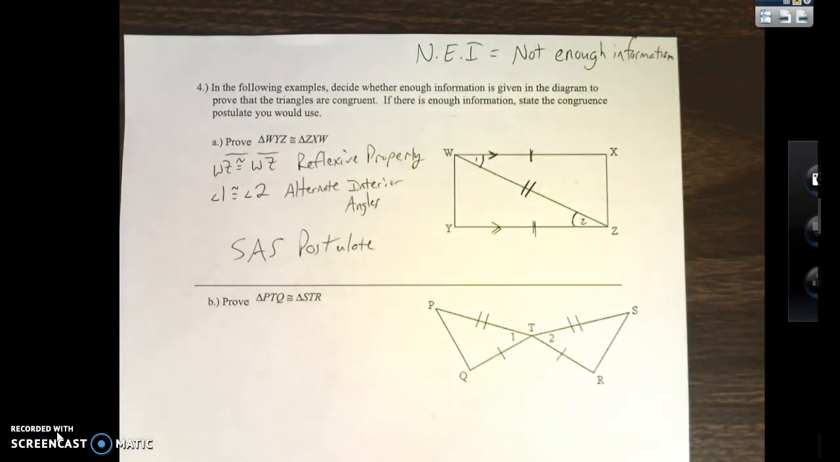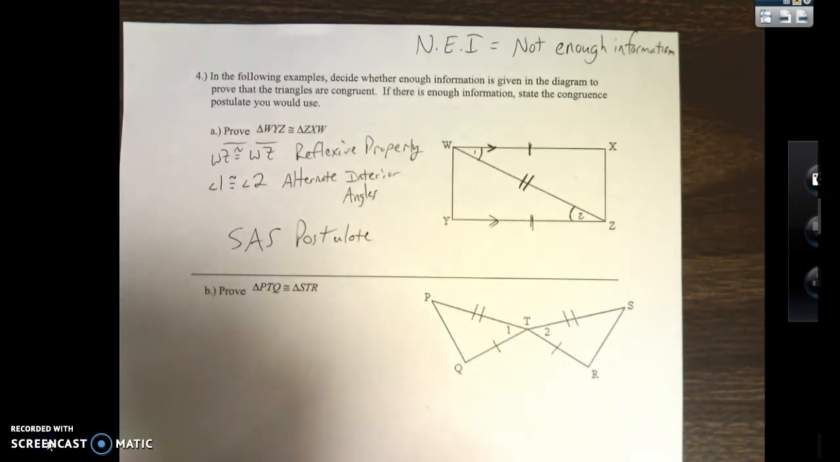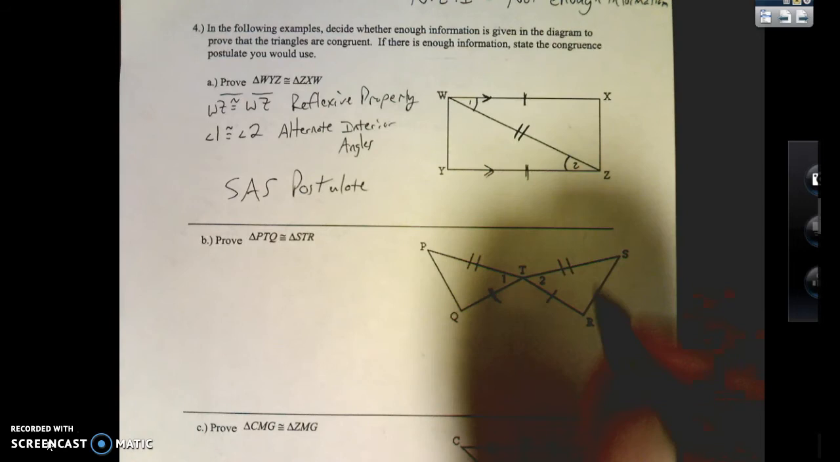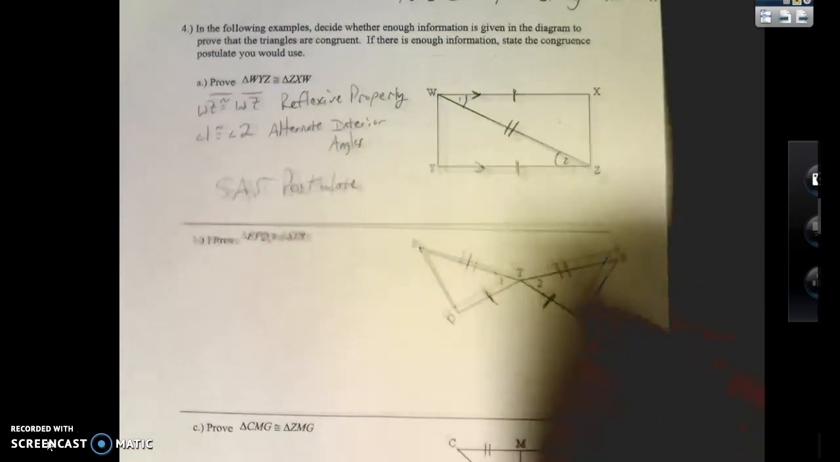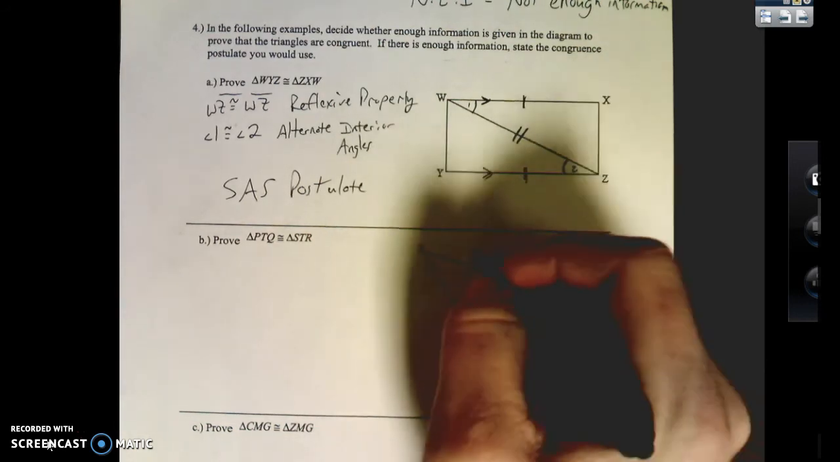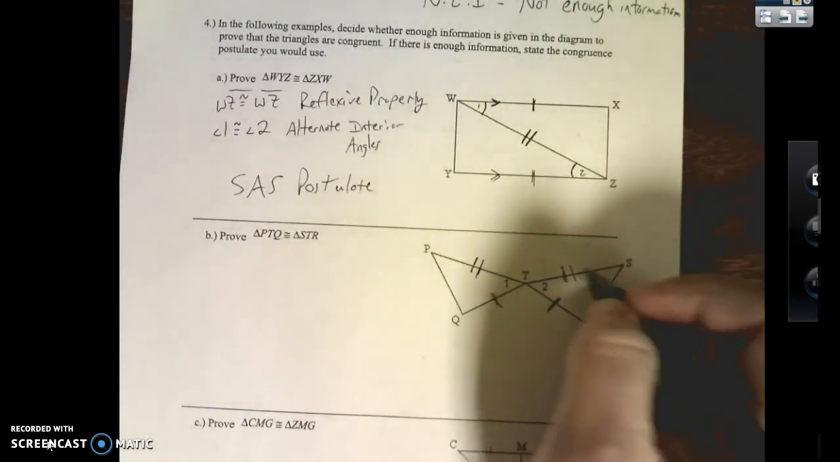Alright, so what we're going to do then is take a look at our next one, right? Okay, so SAS postulate, good. Part B, prove that triangle PQT is congruent to triangle STR. Now, this is a very deceiving problem. We've got the side here, QT. Get it, QT? That's funny. All right. You've got the side RT. All right. They're congruent. So we have one pair of sides. We have PT and then TS.